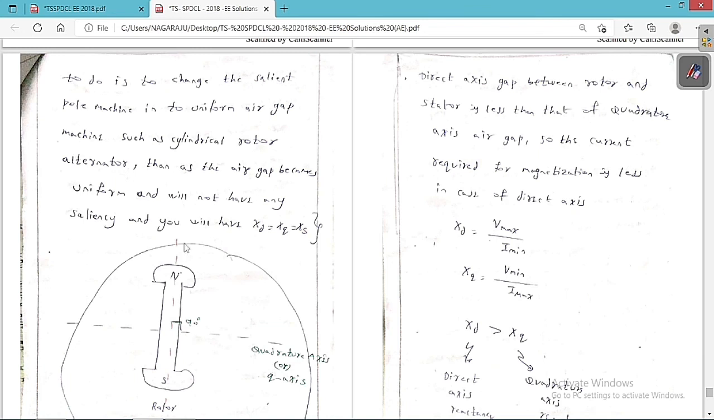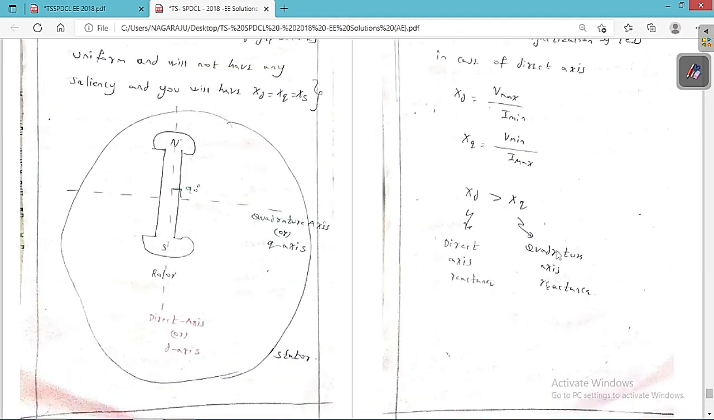So whatever the current required here is very less when compared to here. So here you need less amount of current, but here you need a huge amount of current. Therefore, XD is equal to Vmax by I minimum and XQ is equal to V minimum by I max. That is the reason you need minimum current for XD and maximum current for XQ. That is the reason XD is always greater than XQ. XD is called the direct axis reactance and XQ is called the quadrature axis reactance.